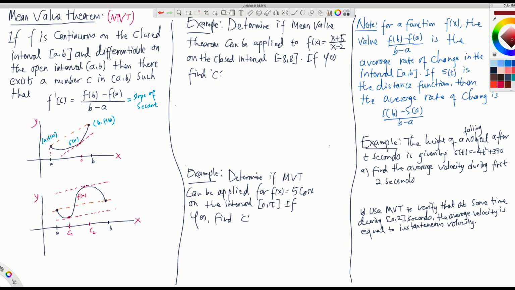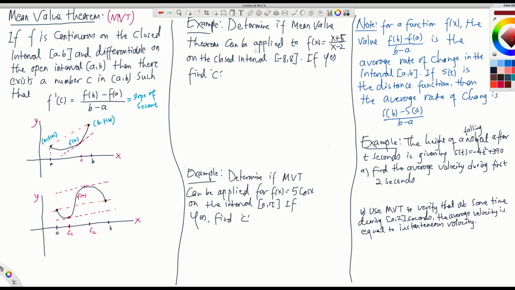Look at this. This is one point c, where the tangent at the point c is parallel to the secant line, and there is another point c. I denoted them by c1 and c2, where the tangent line is parallel to the secant line. That's what the mean value theorem says. Let us do some examples, then it will be clear for you.